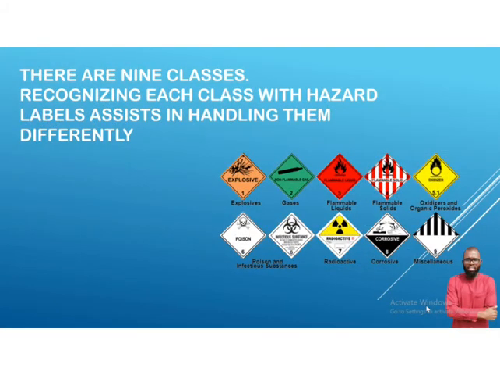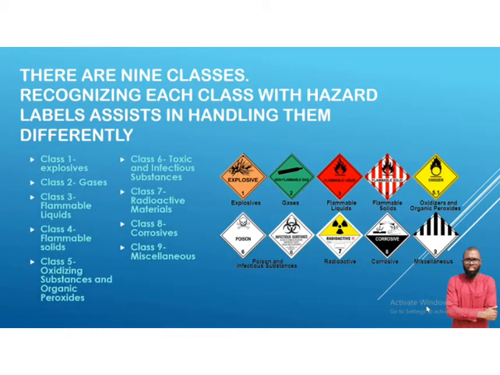Like I said, there are various categories. We have 9 of them. As you can see, if you look at the right hand side, each label identifies each of the categories. If you look straight, you will see that we have the explosives, the gases, the flammable liquids, the flammable solids, the oxidizers and organic peroxides, the poisons, the infectious substances, the radioactive materials, the corrosives, and finally, the miscellaneous.